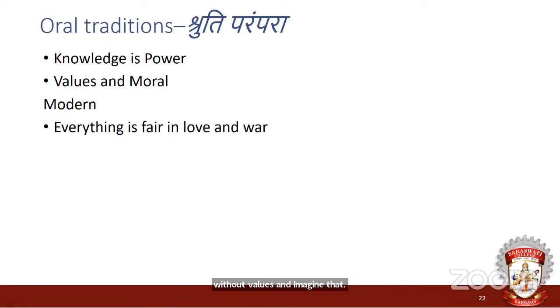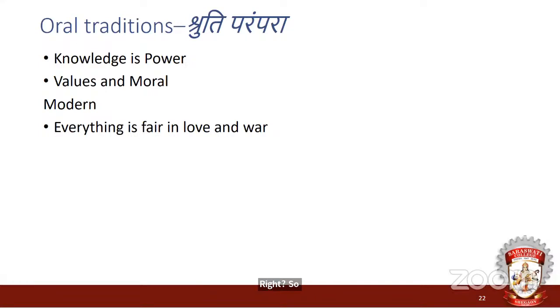So weapon is the power, so is the knowledge. So if knowledge is a power and it is with a person without values and morals, you all know what it translates into, right?